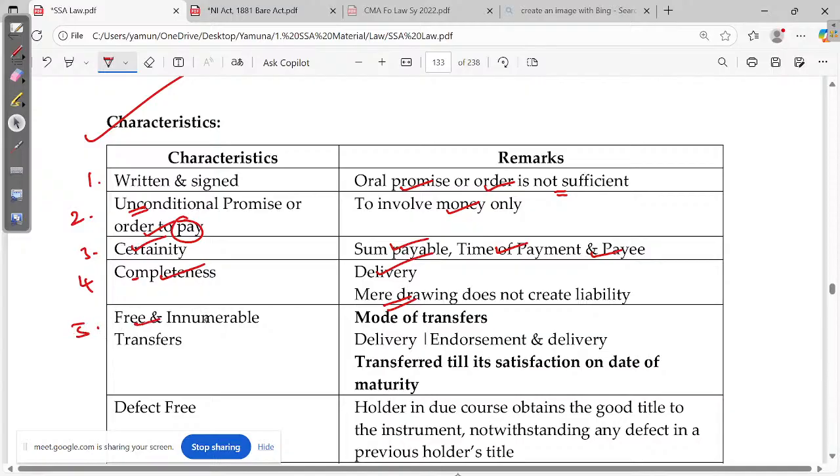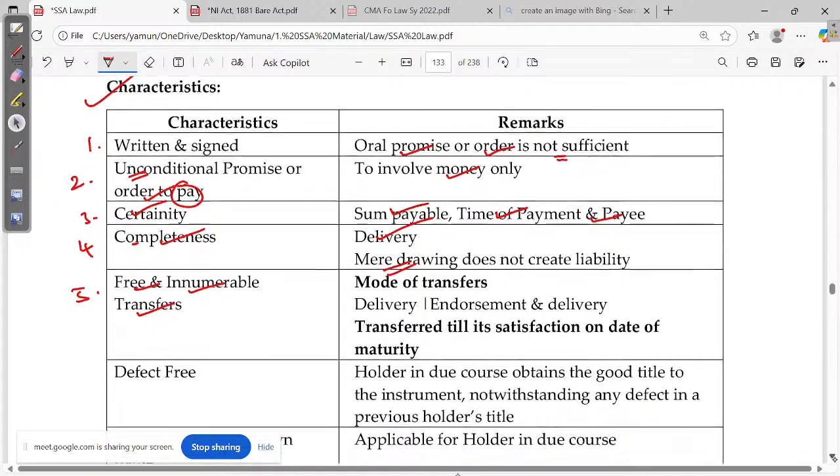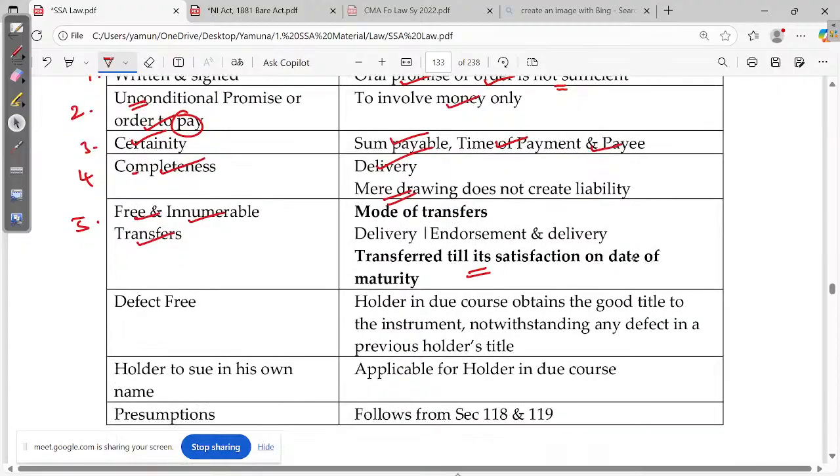Fifth one, free and enumerable transfers can be done. That's why the term itself is negotiable. எத்தனை வாட்டி வேணா நீங்க transfer பண்ணிக்கலாம். Transfer till its satisfaction is due on date of maturity. Till the maturity date comes, you can transfer any number of times.